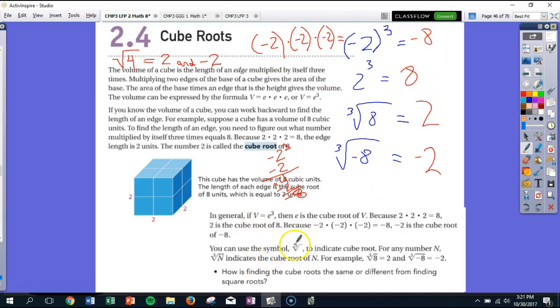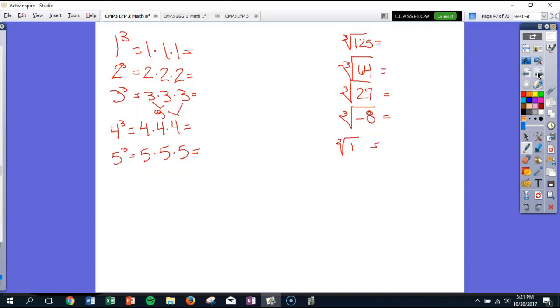Okay, we can use the cube root symbol to indicate the cube root for any number n, and cube root of n indicates the cube root of n. For example, cube root of 8 equals 2, cube root of -8 equals -2. It wants you to ponder how finding cube roots is the same or different from finding square roots. Well, that's something I want you to think about a little bit, but I'm going to show you some answers here.